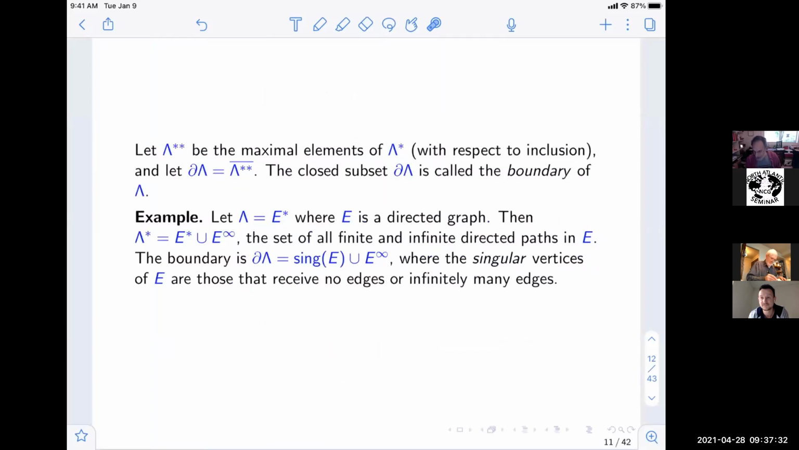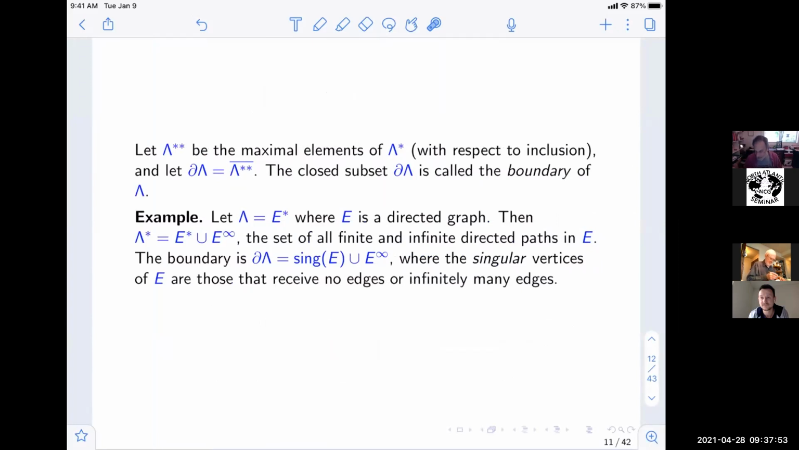Now within there, we can look at the maximal directed hereditary sets with respect to inclusion. So I just call that lambda double star. And then the boundary of lambda is the closure of the maximal elements. And this is completely standard. So many, many people have done this same kind of construction in similar contexts. You know, the boundary should be the closure of the maximal elements.